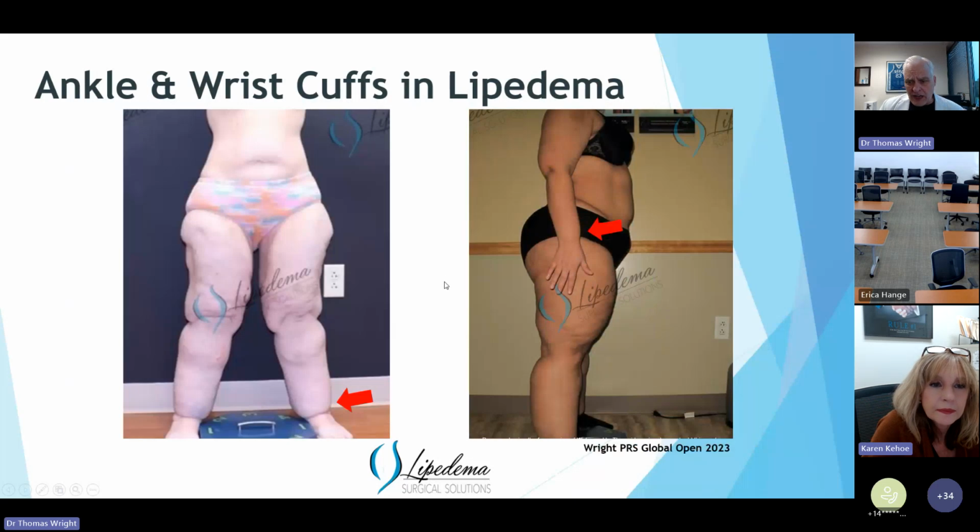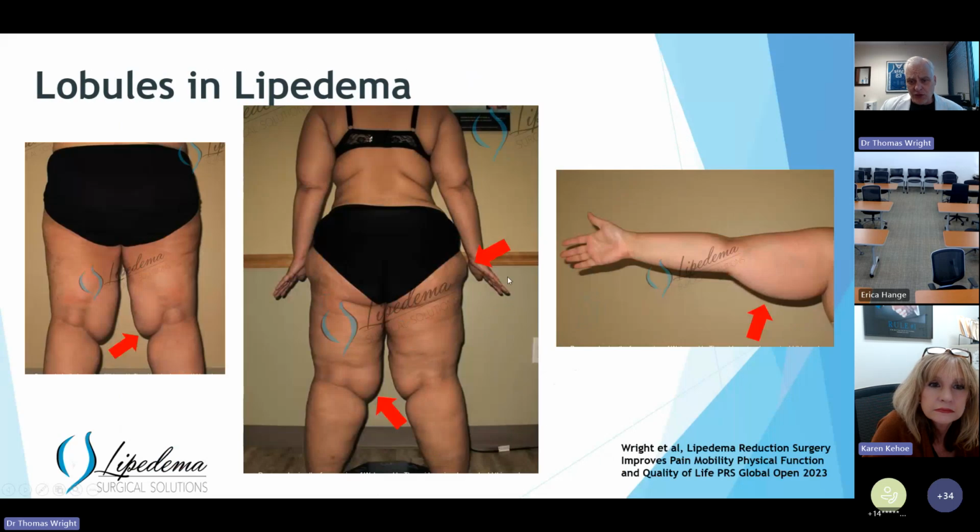Classically, we see these cuffs at the wrist and ankles, but they don't have to be present. Lipedema and lymphedema are among the few diseases that cause cuffs like this. And you can also see an elbow cuff there where it hangs over the elbow. And then lobules. Here is a lateral thigh lobule or hip lobule, an inner knee lobule, and an arm lobule. Those are also characteristic of lipedema.